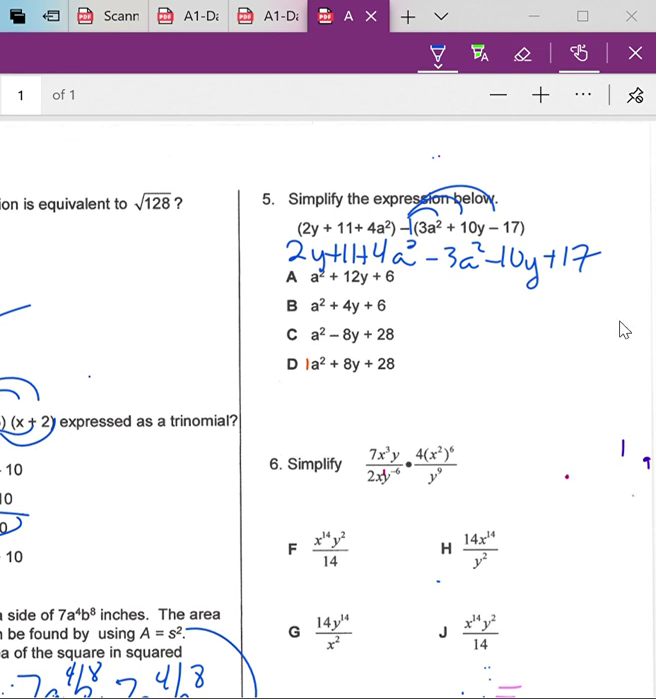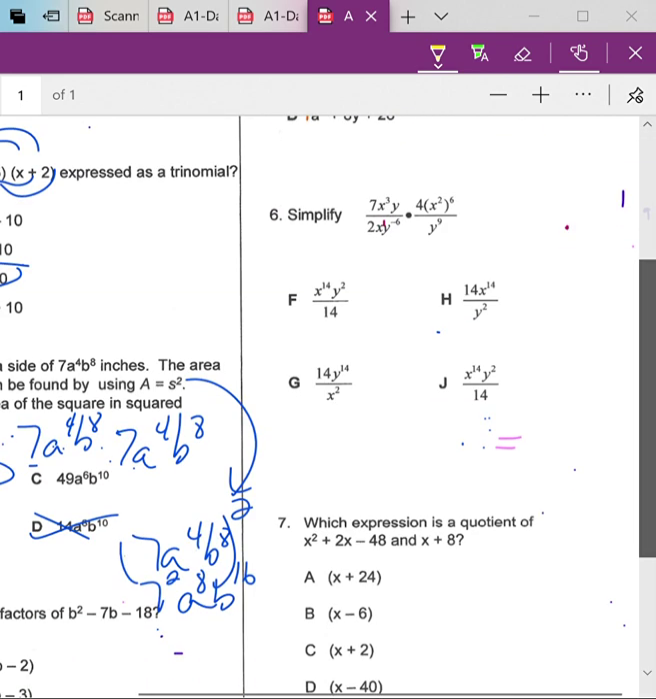Then you combine like terms, so you look at it. My like terms here would be 4a and minus 3a, which will give me 1. But all of these have a 1, so that doesn't help me. Then let's look at the y's. -10 and 2 will give me -8. And this is the only one that has -8. And then 11 and 17 will give me a 28. Number 6.